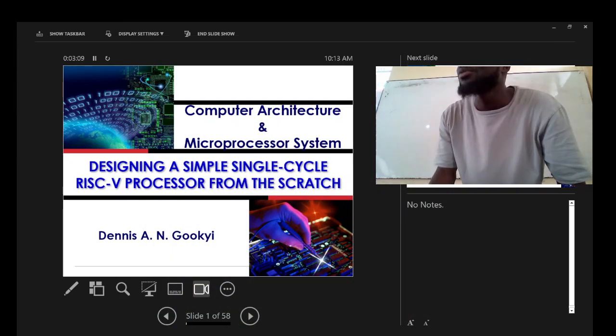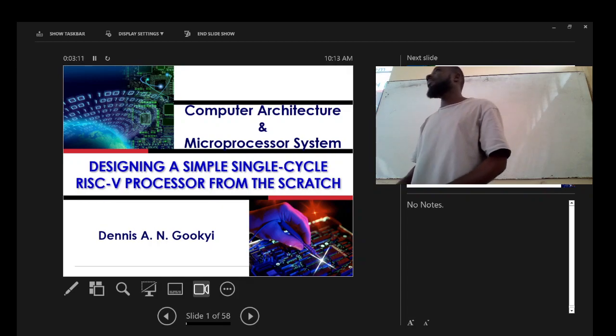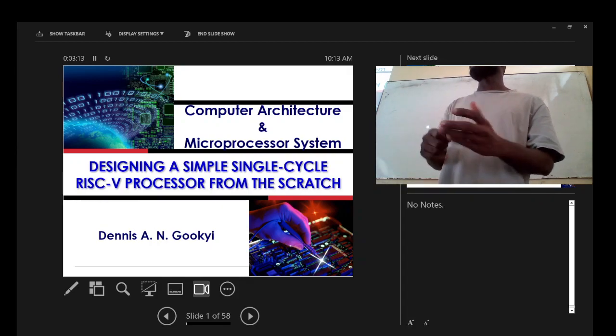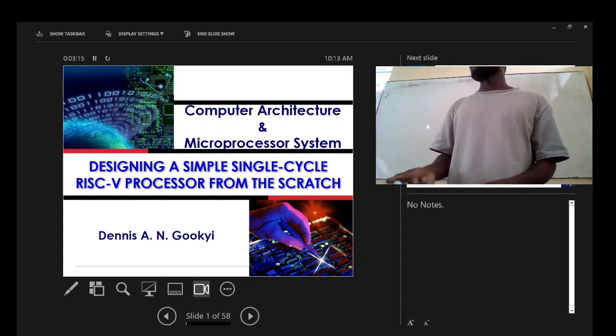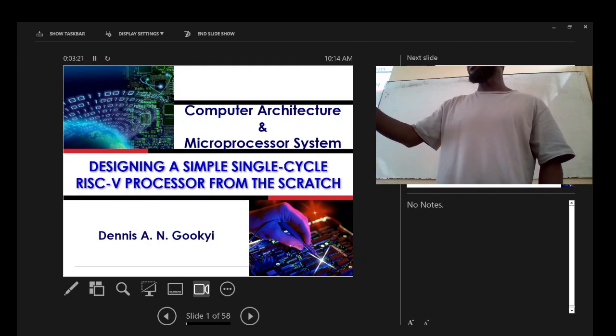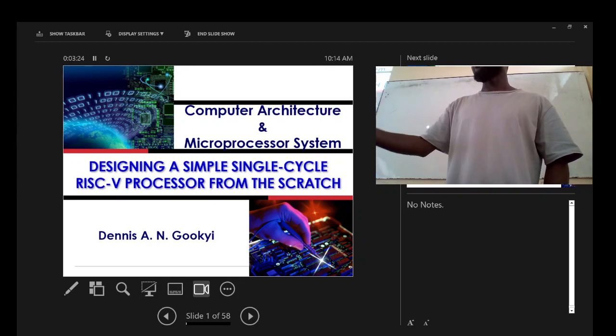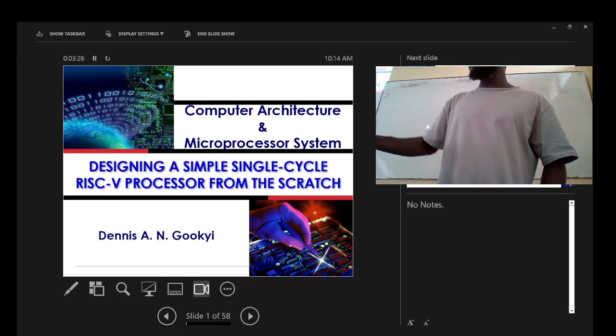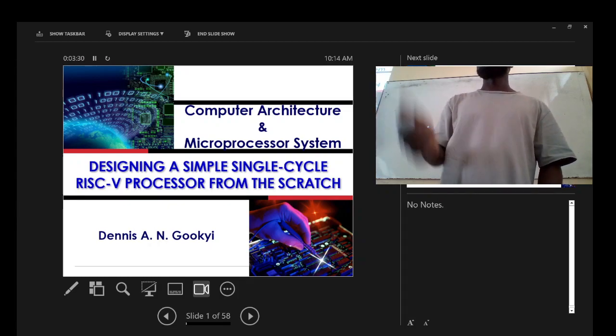So we have learned how to group the RISC-V instructions into formats, right? Then we have also learned how to design each component of the CPU, right? So now we are going to combine the instruction formats and those components.